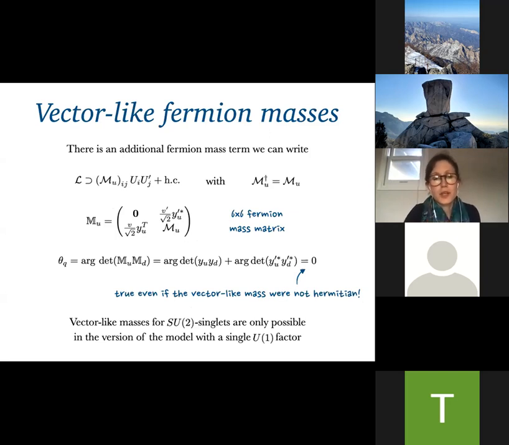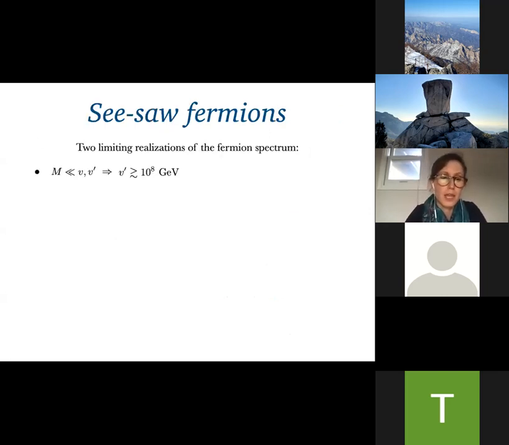Crucially, these vector-like masses are only possible in the version of these models that include a single U(1) factor. If there were two U(1) factors, one from the standard model, one for the mirror fields, then obviously this type of operator would be forbidden by gauge invariance.